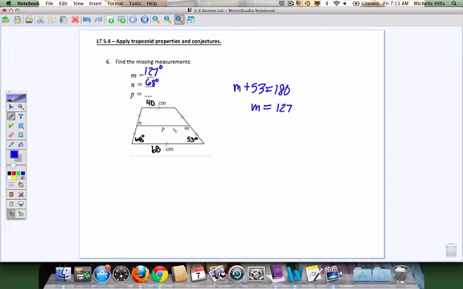And then p is the average of these two, so p is 40 plus 68 divided by 2. That's 108 divided by 2, so p is 54 centimeters.